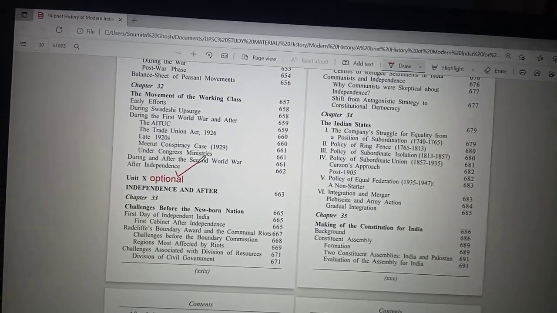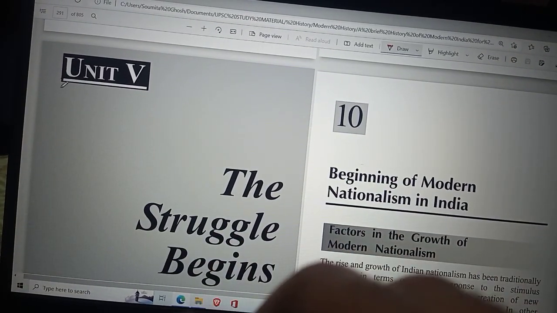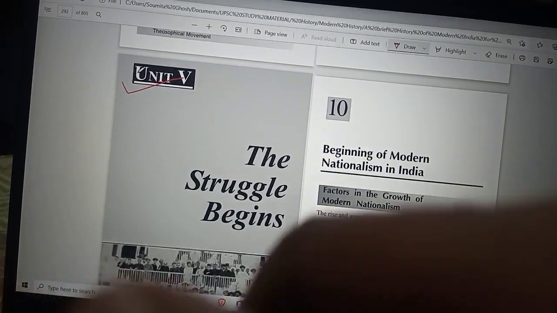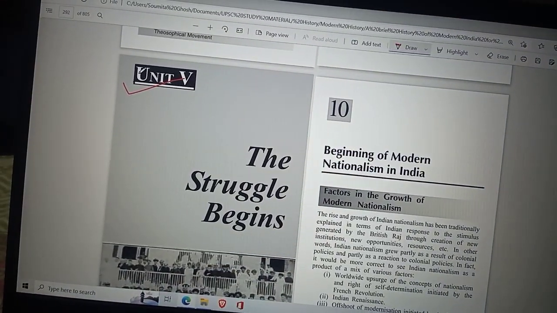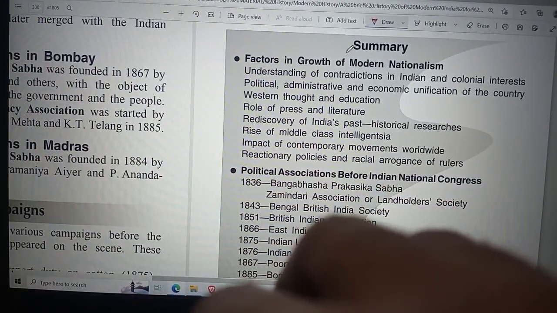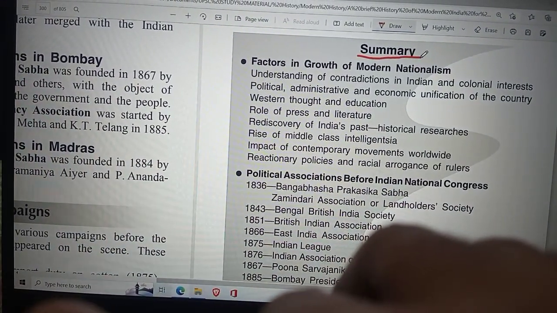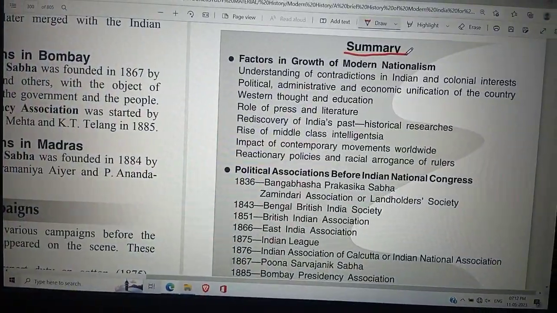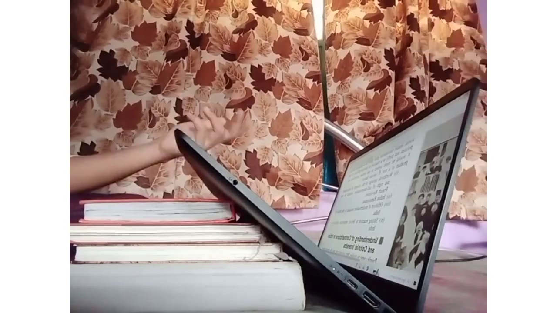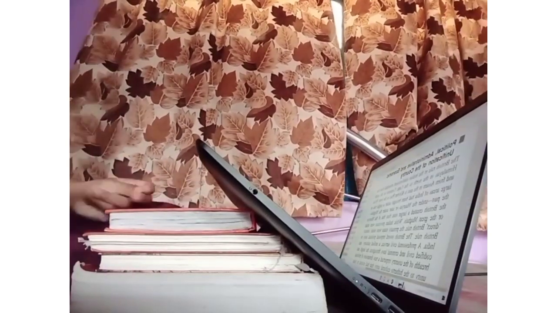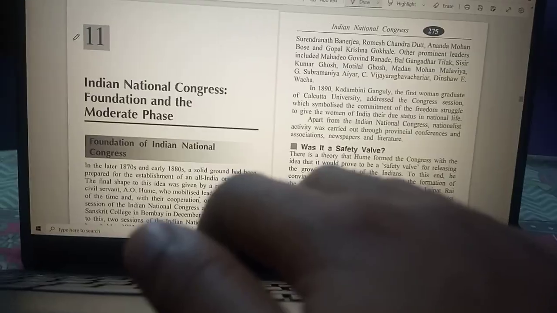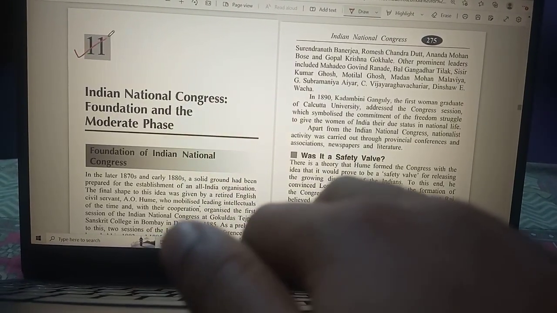Before starting any chapter, you have to read the summary first. After reading the summary you can realize the important topics and the sequence of the incidents. In every chapter you will see an introductory part. Always skim that introductory part. So I have already read the summary of unit 5 and I am reading the main chapter of unit 5, chapter 10. Now chapter 10 is complete.